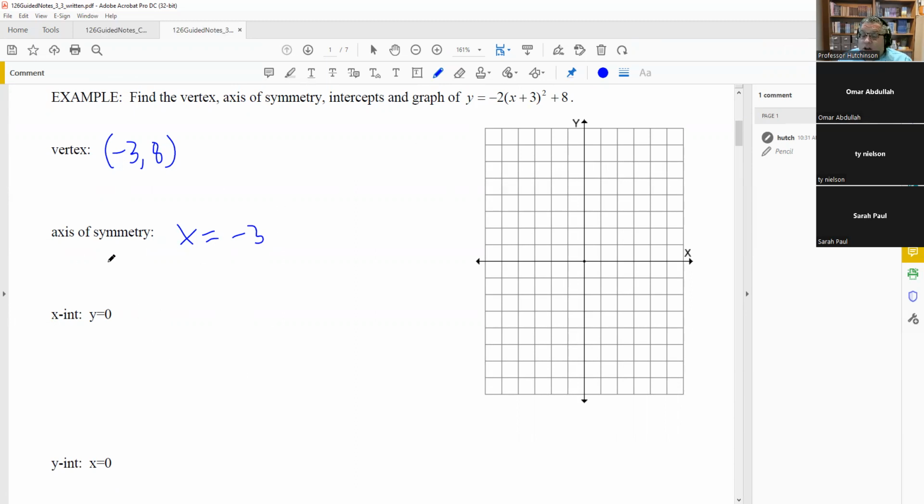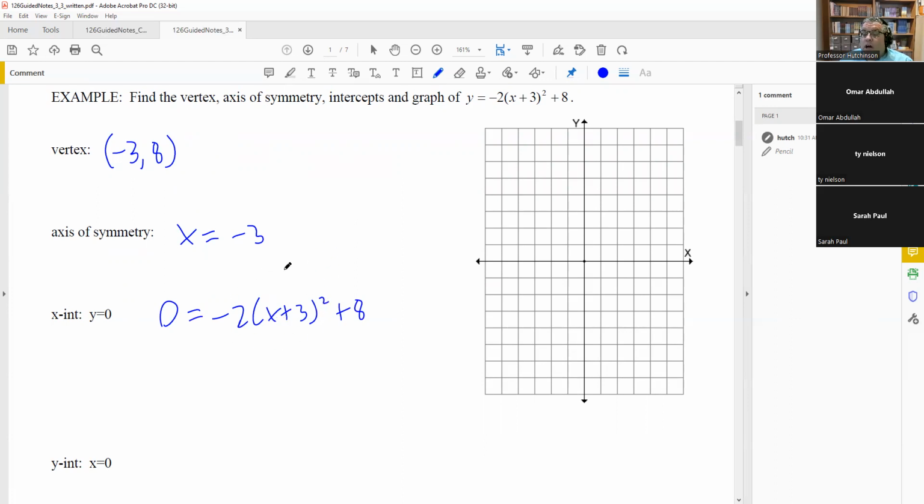All right, now these other ones down here, I put x-intercept and y-intercept, and it says what to do in order to find each of these. If you want the x-intercept, you put a 0 in for y. So I want to do 0 equals -2 times (x plus 3) squared, and then plus 8. Now I want to solve this equation, and we're going to use the techniques we learned in section CR14.